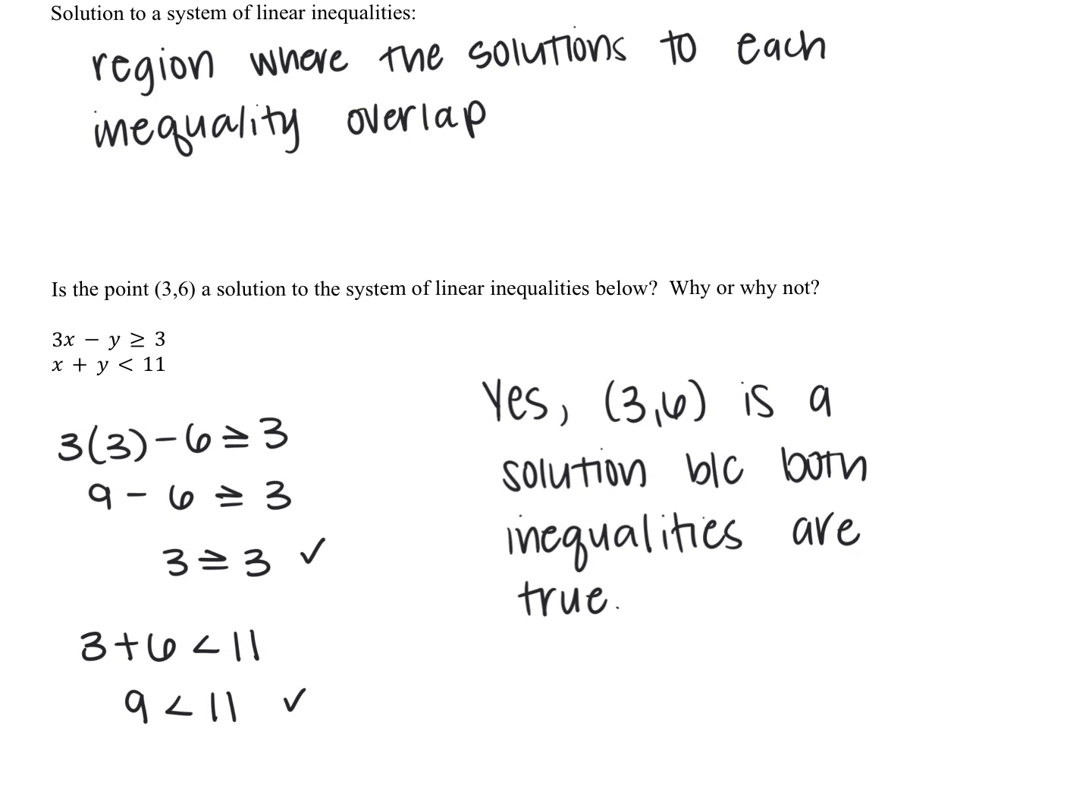So very similar to when we're looking at a system of equations, checking a point, I had to have a true equation in both cases. In this case, I just have to have a true inequality. So it's not like both sides have to equal. As long as the inequality is true, then it is a solution to the system.